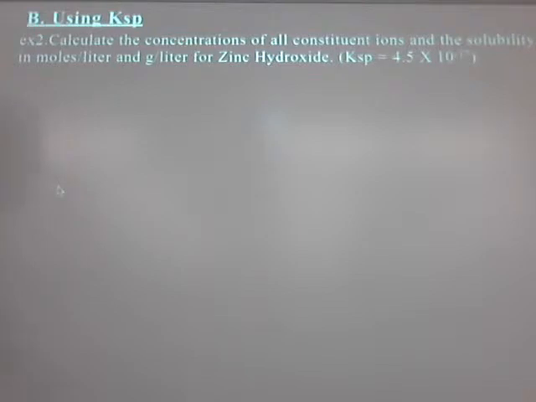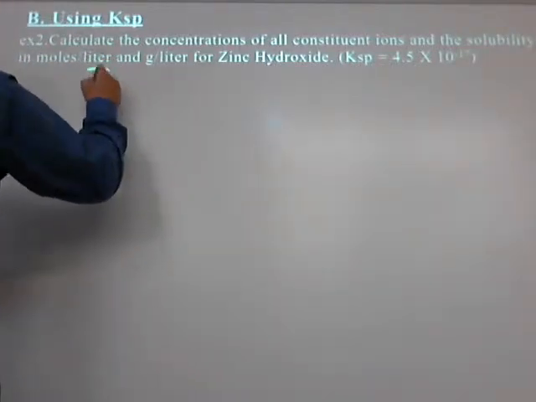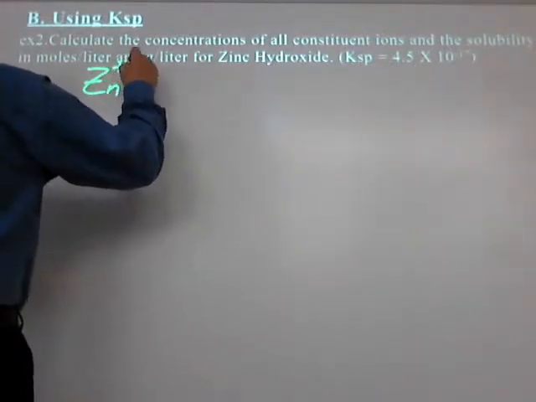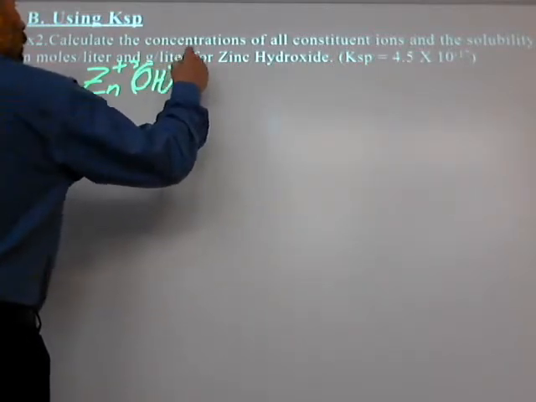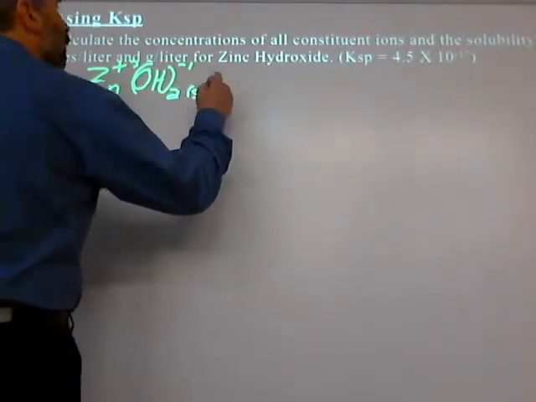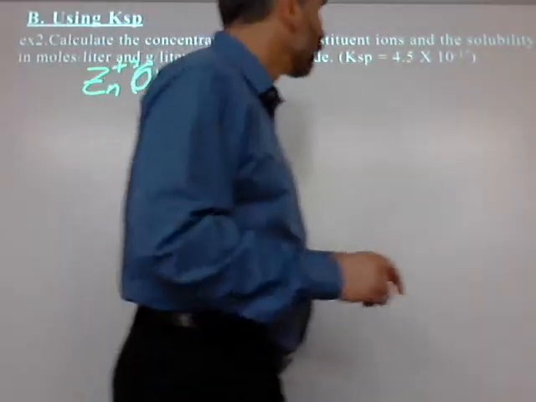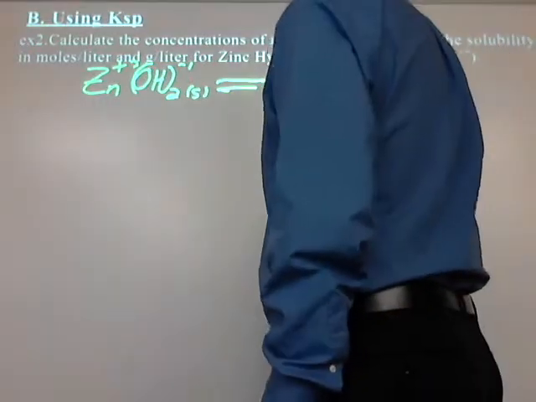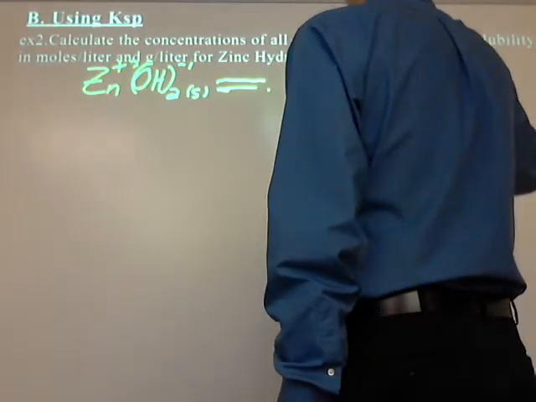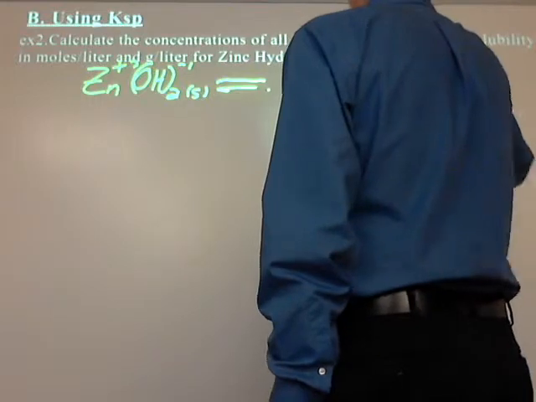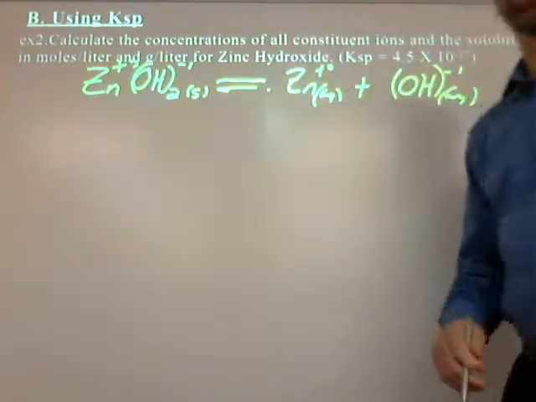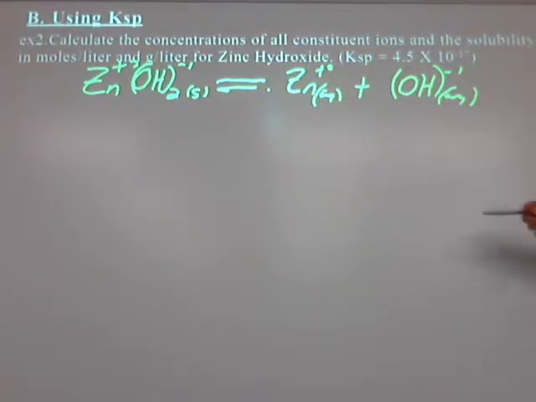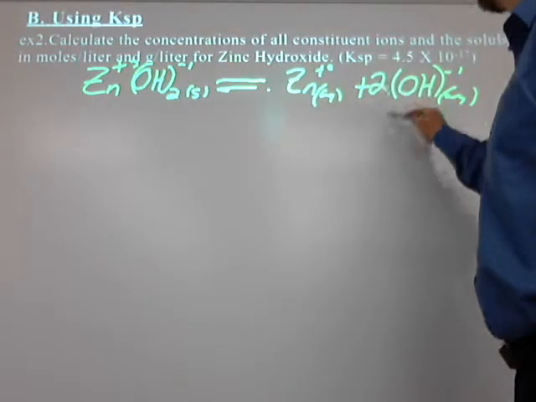So some of you may remember some of these from Chem 1 because we used them a lot more back then. But zinc's oxidation number is +2. So zinc is a +2, hydroxide is a -1. So the Zn(OH)2 solid is dissolving in water into zinc ions and hydroxide ions, aqueous. And I have to balance it. I've got 2 hydroxide ions, so I've got to put a 2 in front of the OH.